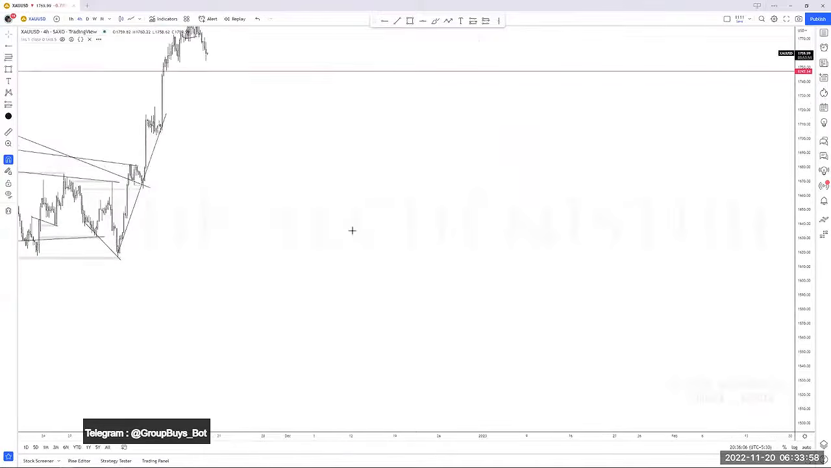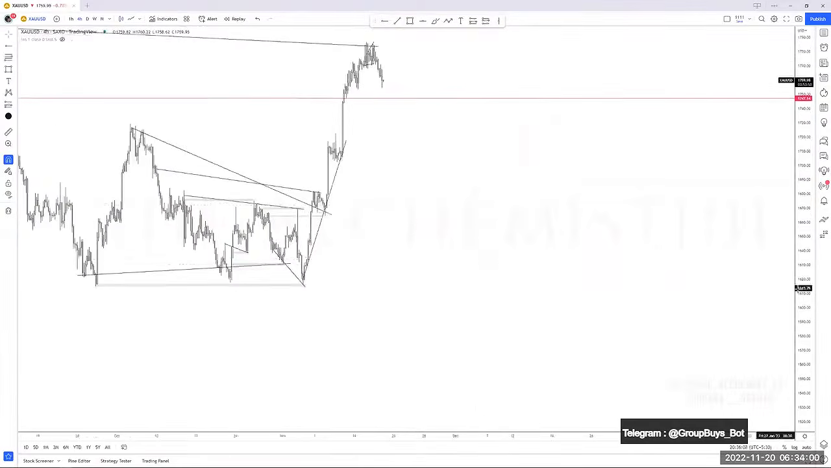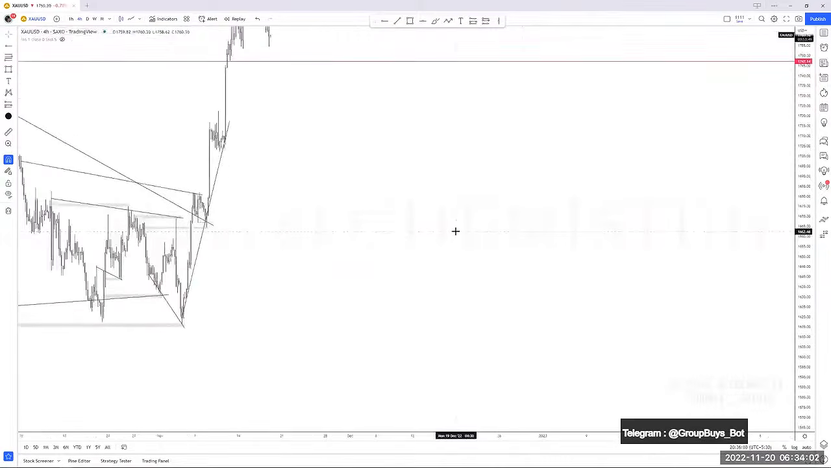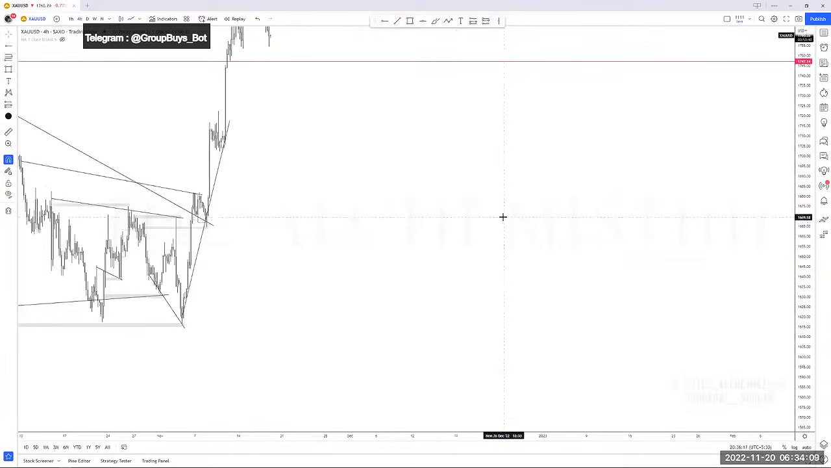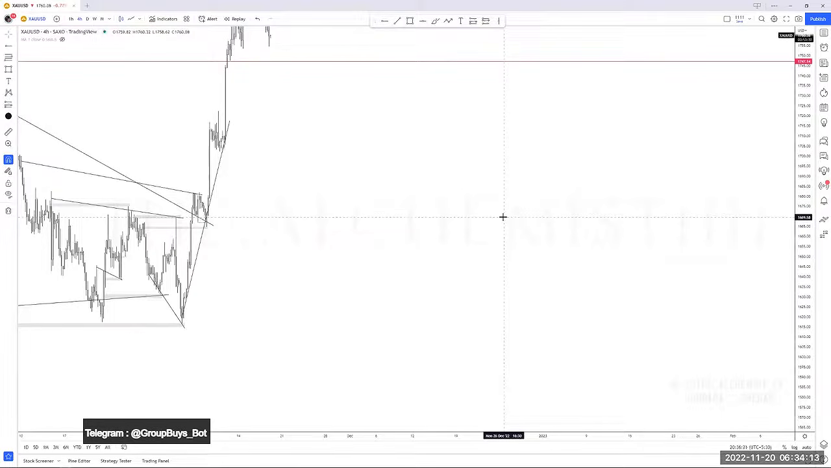Now, let's get started. First, these are the POIs we use, or as we call them, key levels: support and resistance, or support broken turns into resistance, which we call SBR, or RBS, resistance broken turns into support.